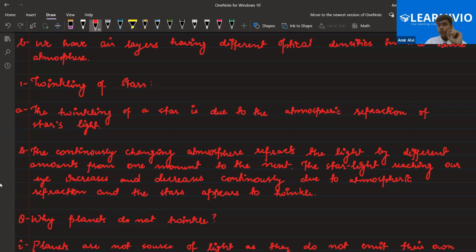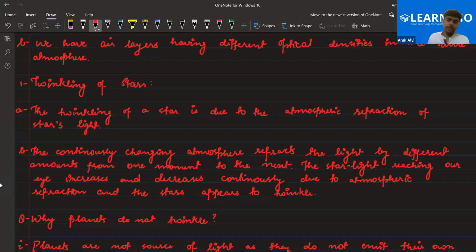Basically, stars look like very point-sized objects, right? But the sun is very near to the Earth, so it looks like a very big ball. That's why it does not appear to twinkle. Even the sun has its own light, but the reason is that it is very near to the Earth. It's very far, but as compared to stars, it's very near. That is the reason.